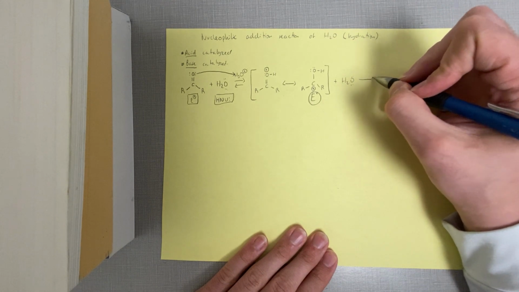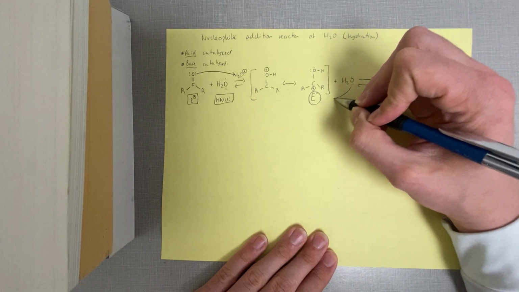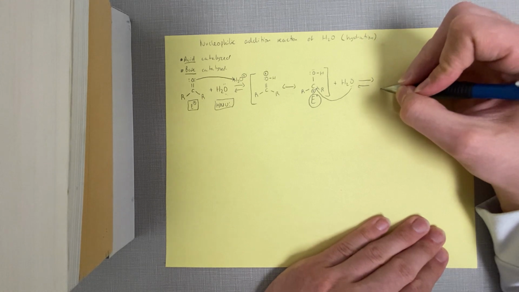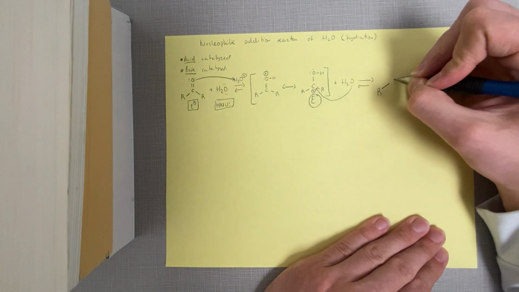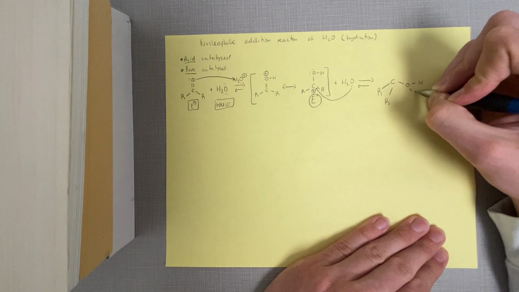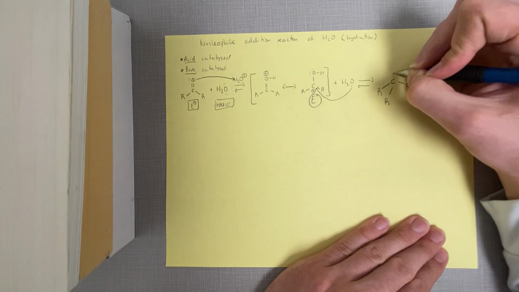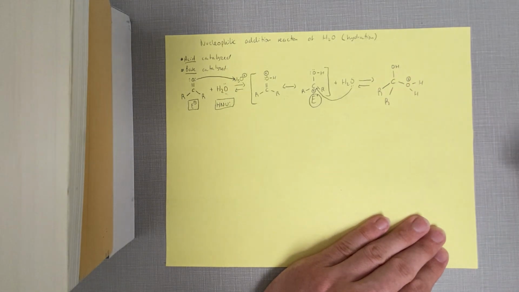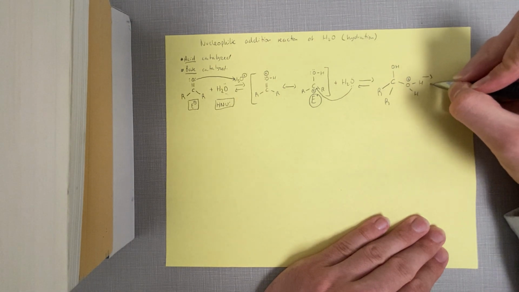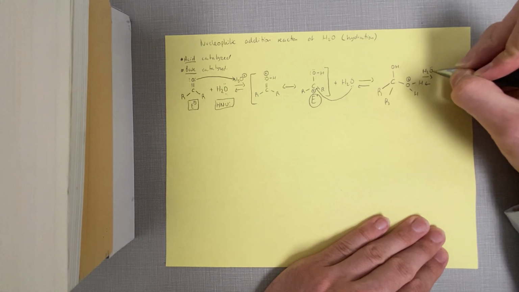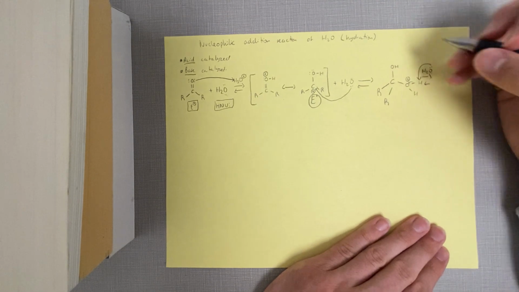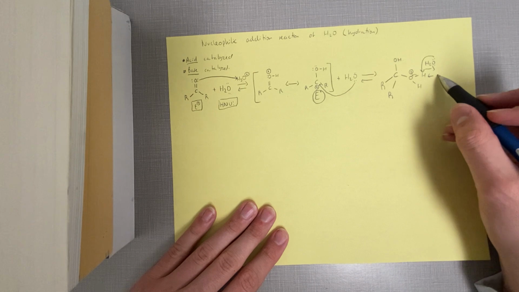So in this case, we would then have water attack the carbon, giving us this intermediate, and then we would use a base, we can use water, to deprotonate this here to take the positive charge away.